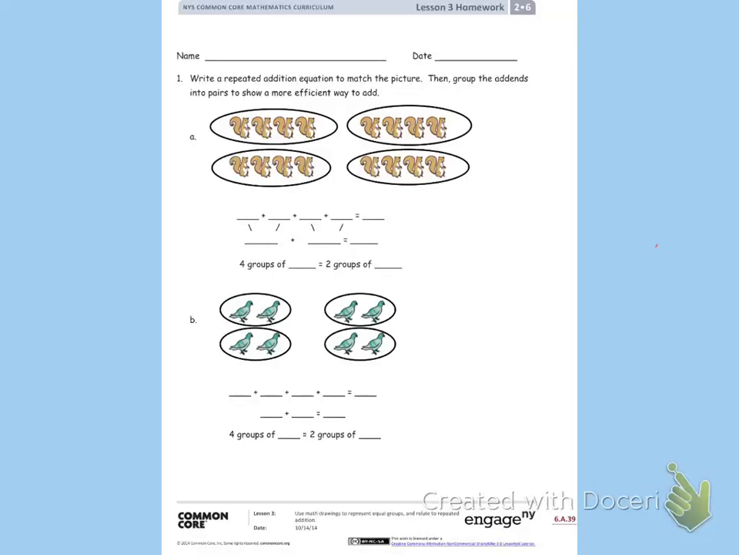Module 6, Lesson 3's objective is to use math drawings to represent equal groups and relate to repeated addition. I will highlight the important details of item 1.